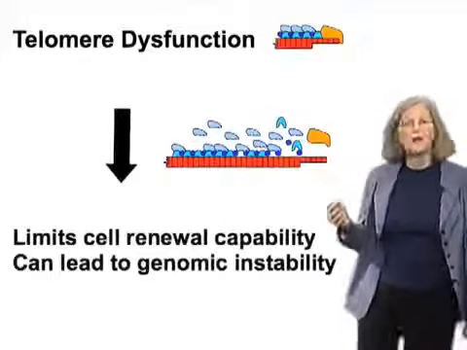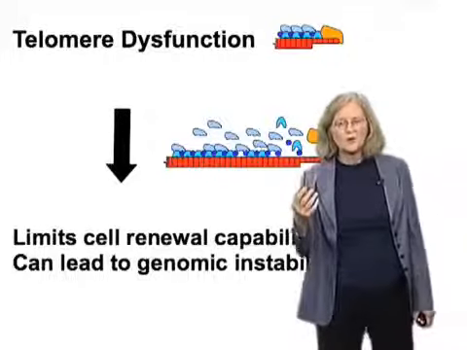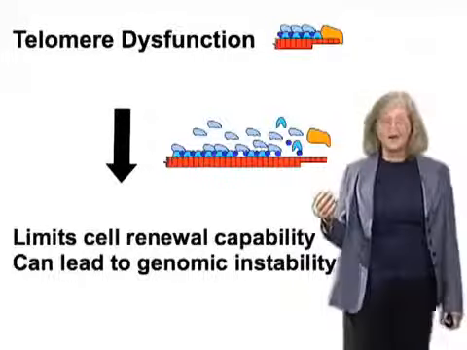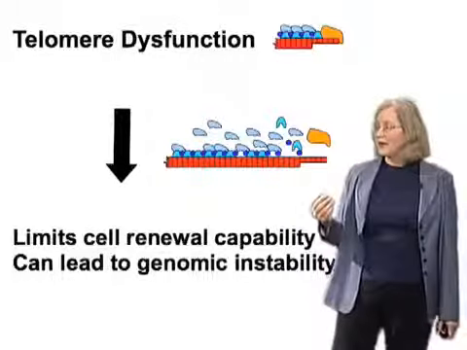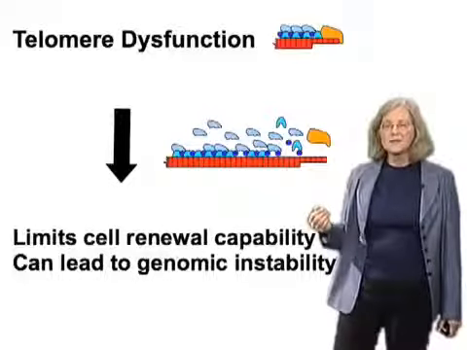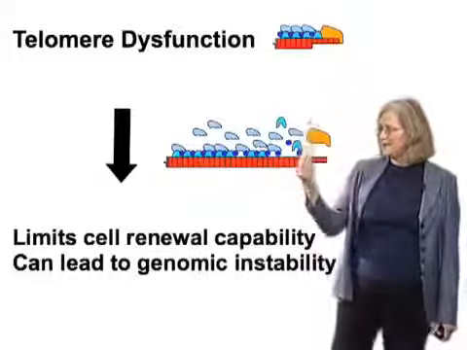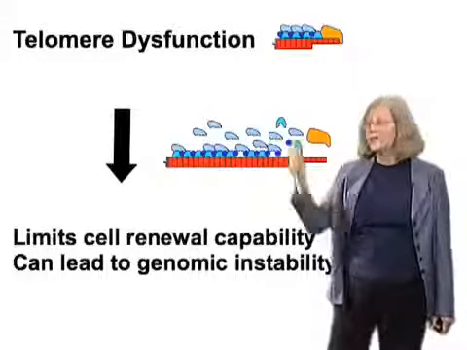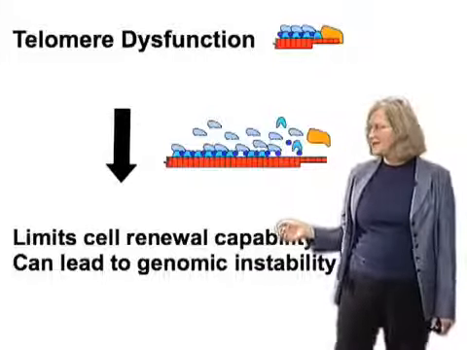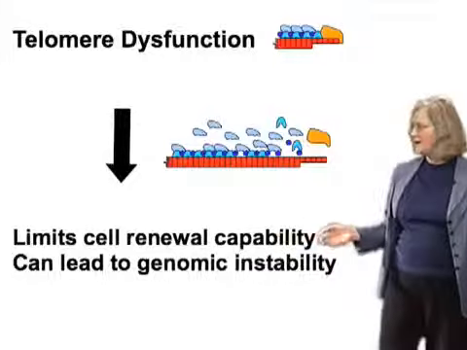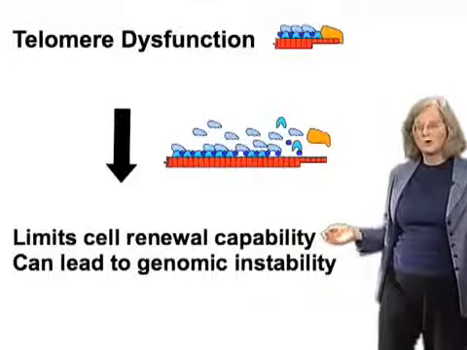Now, indeed, cells have a lot of very strict regulatory reactions to the lack of proper telomeric DNA. And the consequence for the cell is that usually this state of telomere dysfunction, through one reason or another, will mean that the cell will cease to divide. So this limits cell renewal capability if this happens to one or more of its telomeres in the cell.